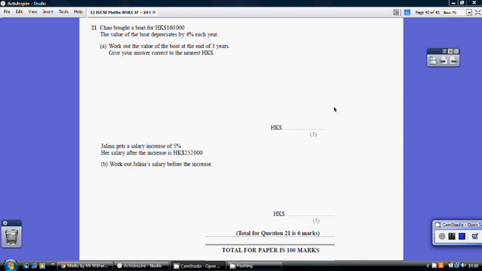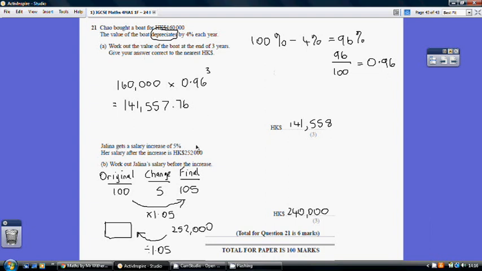Question 21. So we've bought a boat. It depreciates by 4% each year. That means it goes down in price by 4% each year. And we've got to work out the value of the boat after 3 years. So this is sort of compound interest, if you like.